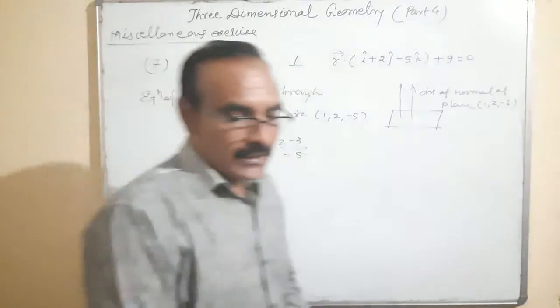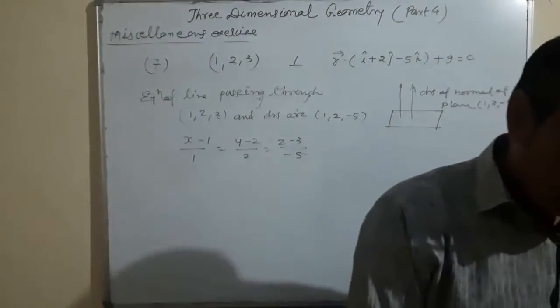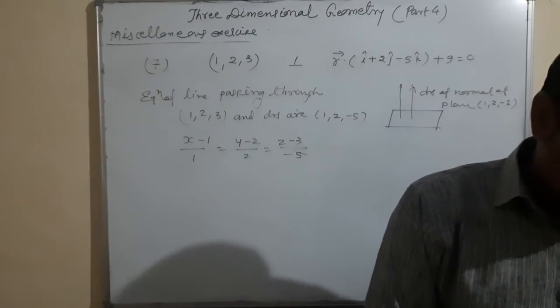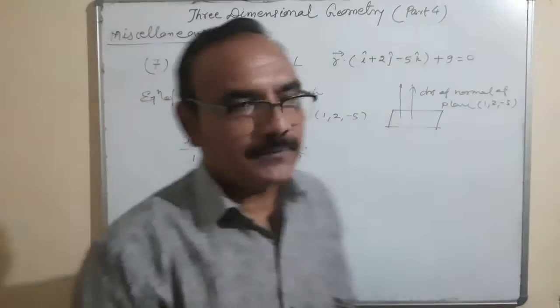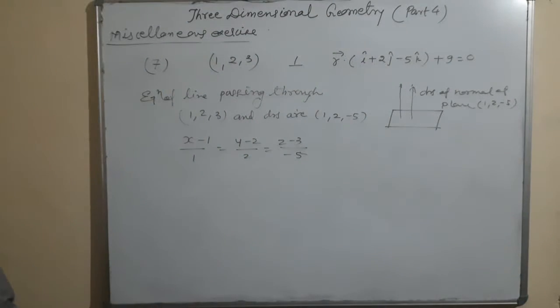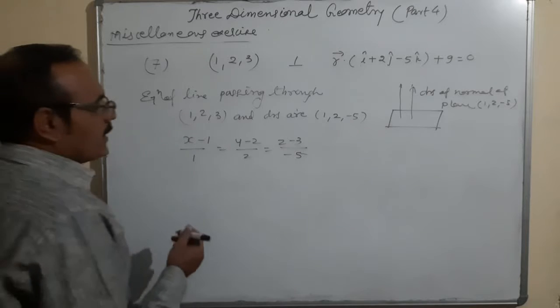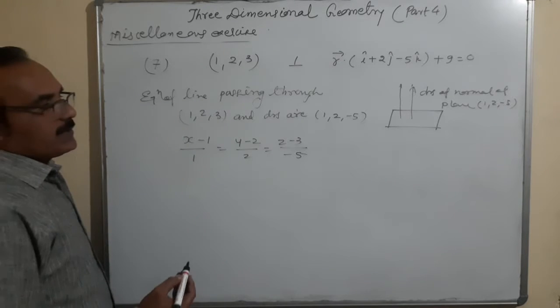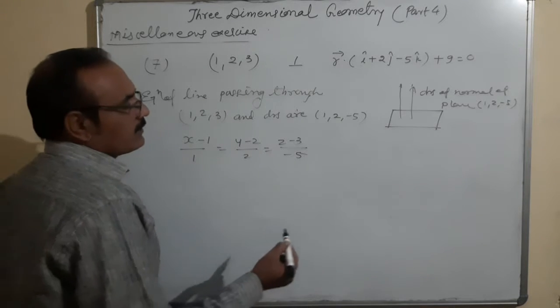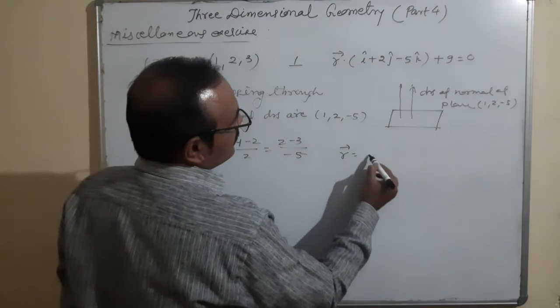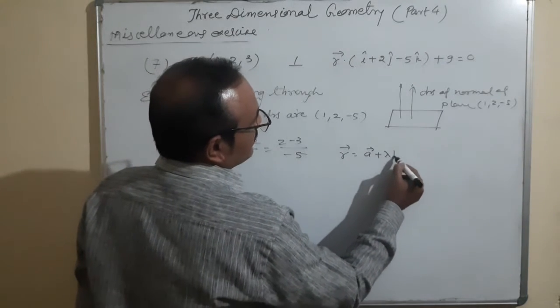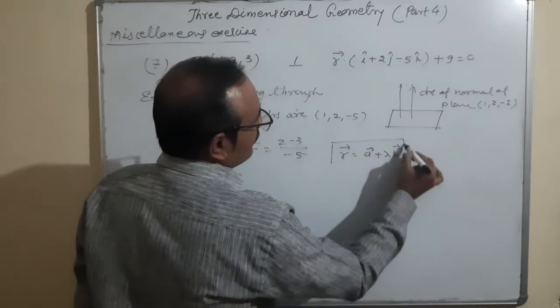What they are asking is to find the vector equation of the line. So how do we convert it into vector form? The vector equation of the line is vector r is equal to vector a plus lambda vector b. This is the formula of the vector equation.